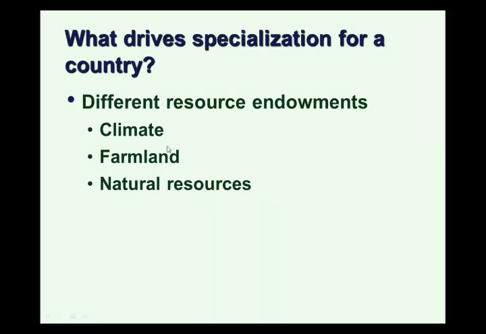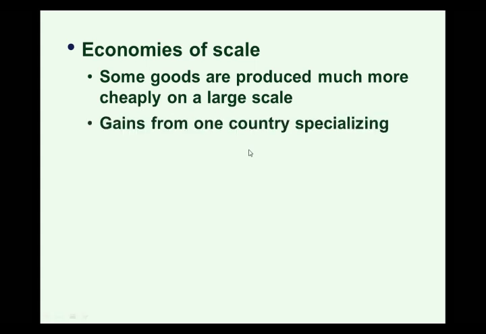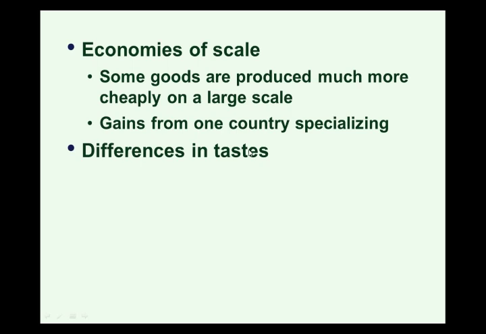Climate and farmland, too. The United States produces very little coffee, even though we drink quite a bit of it. Our climate and farmland in most of the United States is not well suited for growing coffee, so we trade for it. Economies of scale also determine specialization in trade. Some goods are produced a lot more cheaply on a large scale, and because of that, it makes sense for one country to specialize, produce a product on a large scale, and then sell it to the rest of the world.